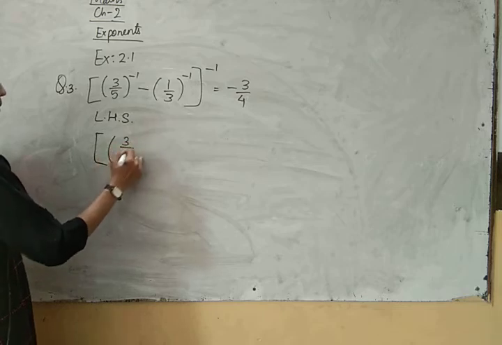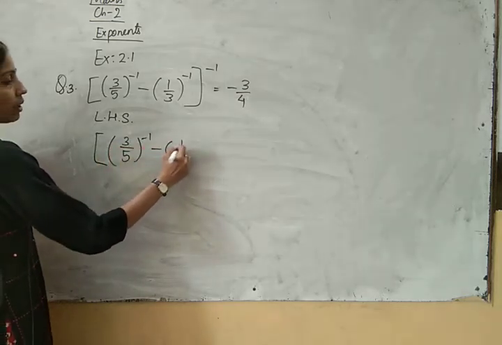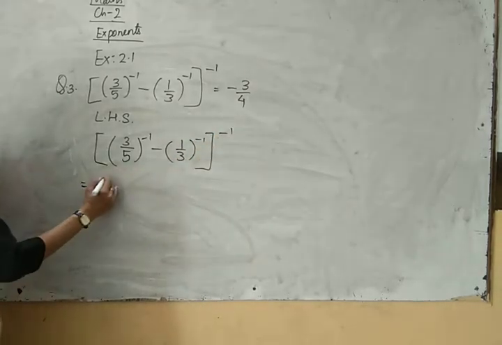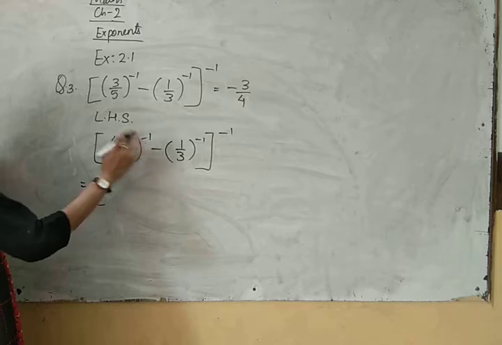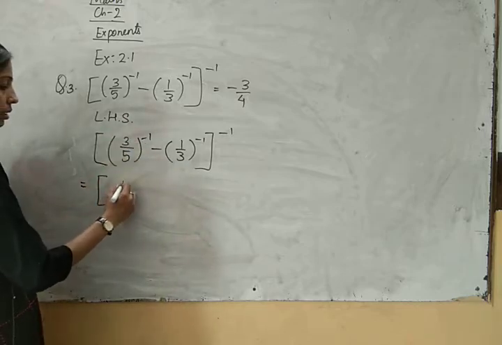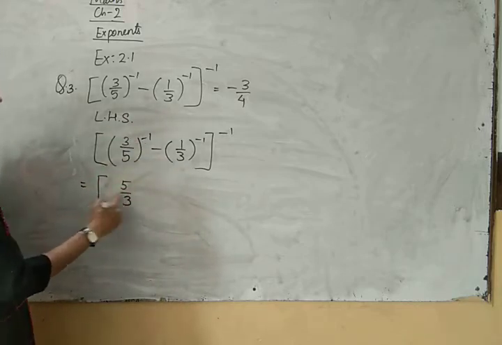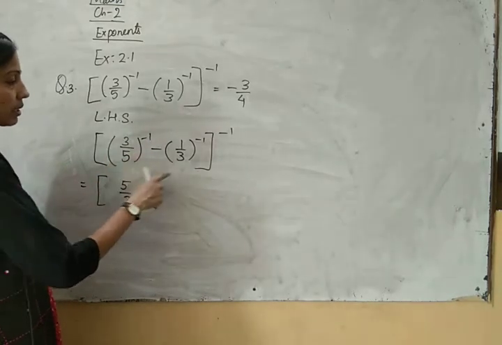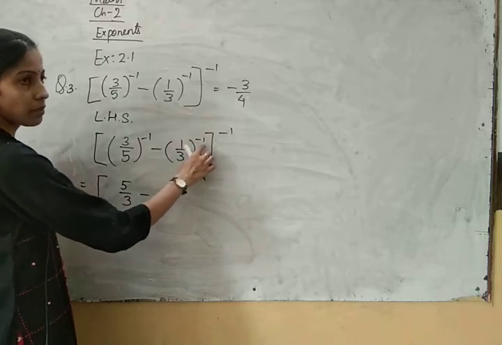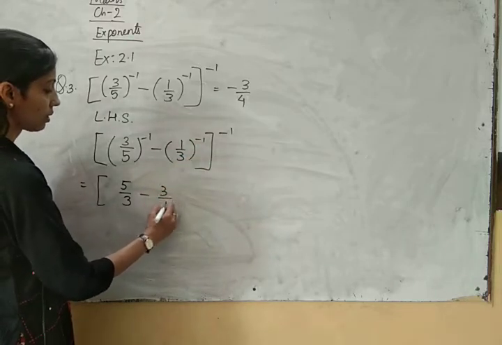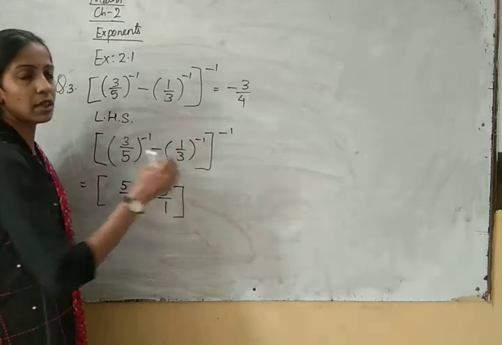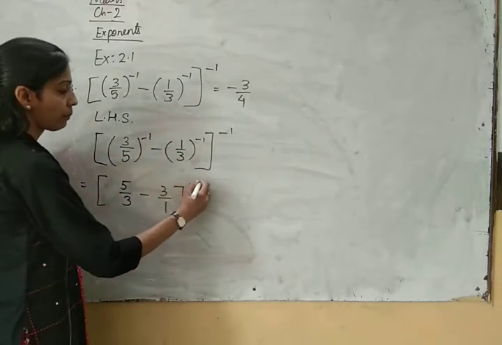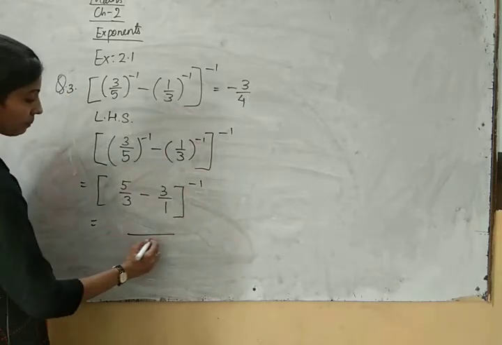3 upon 5 to the power minus 1, minus 1 upon 3 to the power minus 1, whole power minus 1. 3 upon 5 to the power minus 1 will become reversed. This will become 5 upon 3. Minus power will reverse the digits. 1 upon 3 to the power minus 1, same will be the case with this. Minus power reverses the digits. Minus 1. We have to take LCM.